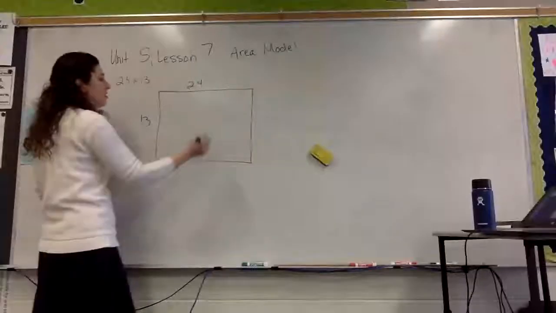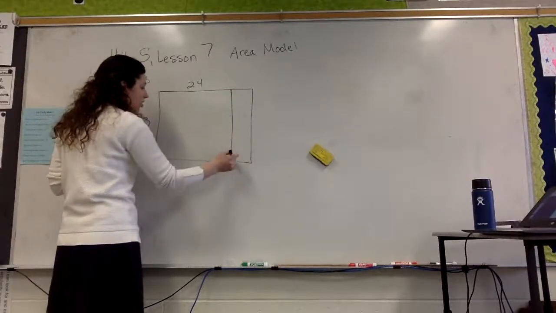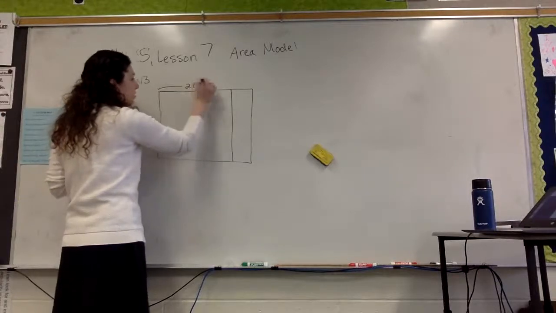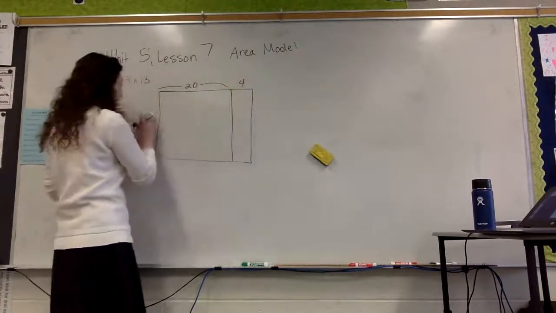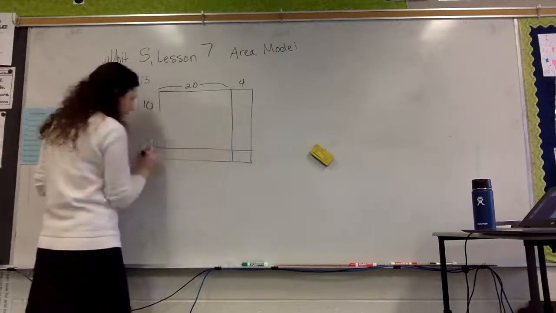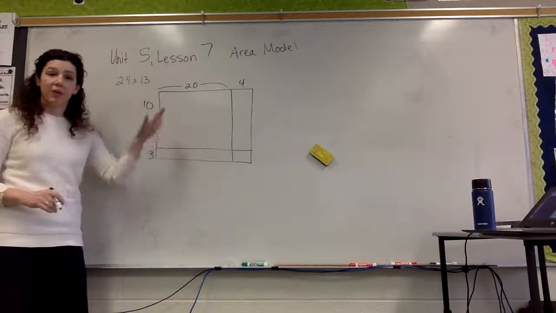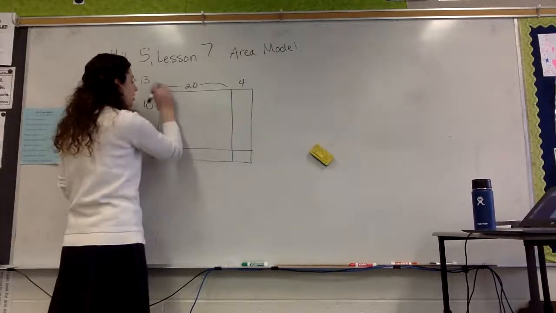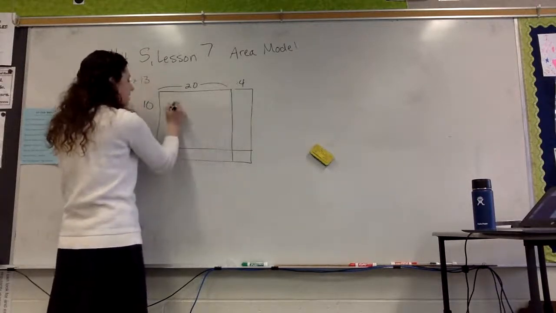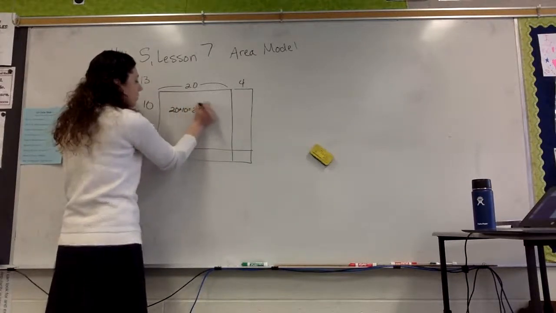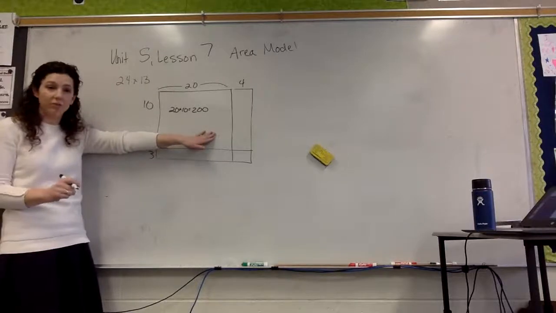We could partition this up into a room that was 20 for this part, and 4 for this part, and then 10 for this part, and 3 for this part. And what that does is it gives us 4 distinct areas. So this part measures 20 by 10. So this largest part that we have here would be worth 200, right?